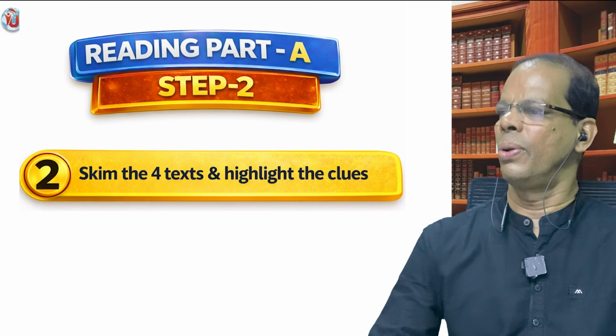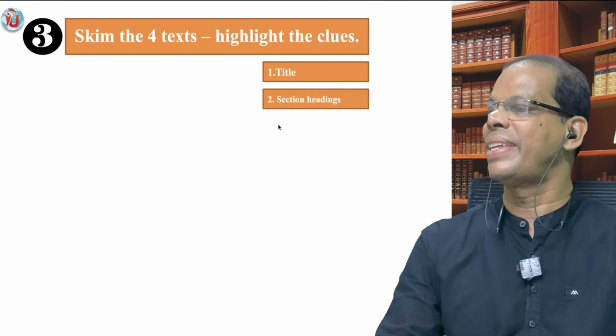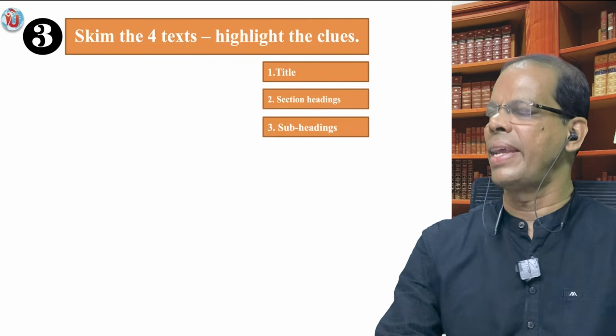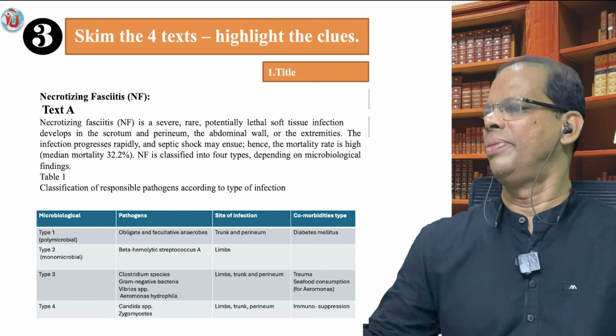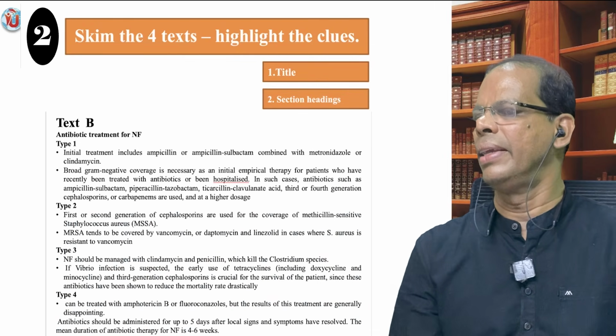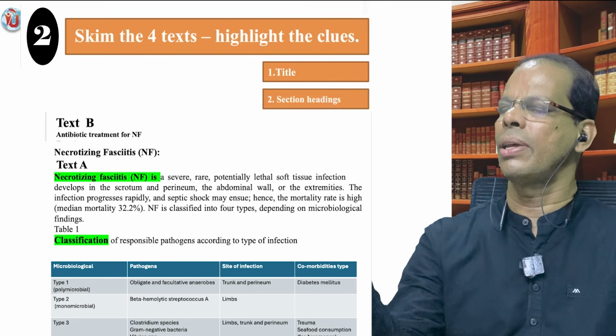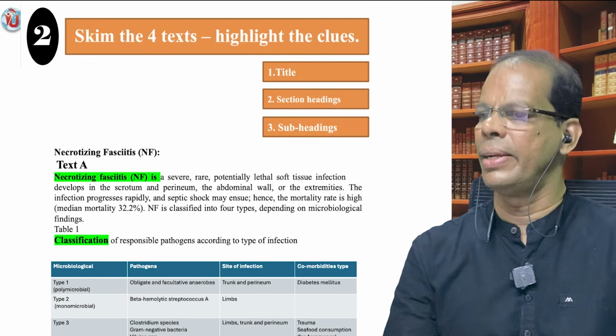What do you have to skim for or look for while skimming? The title of the text, section headings, and subheadings. Title means, for example, NF is the title. Then each text may have a heading, that is the section heading. Each text may have, for example, definition and classification. Subheadings probably will be there in some texts.